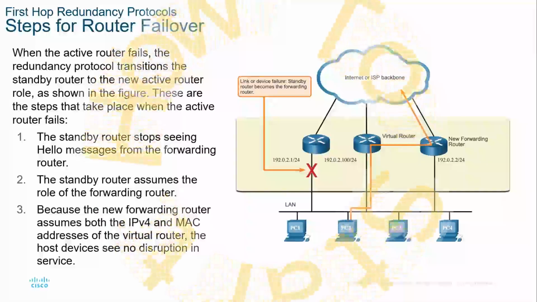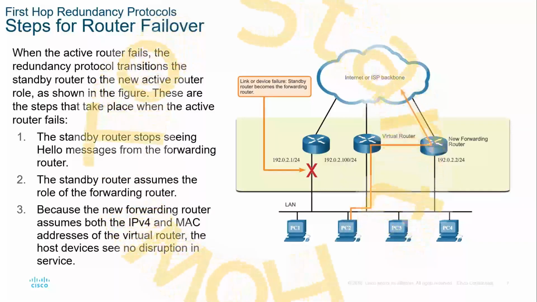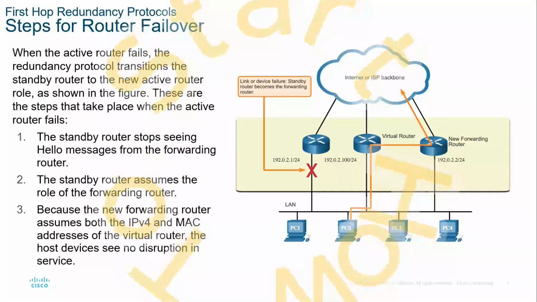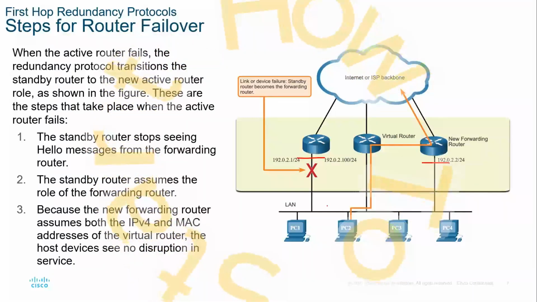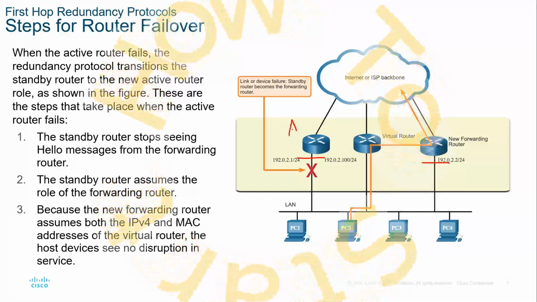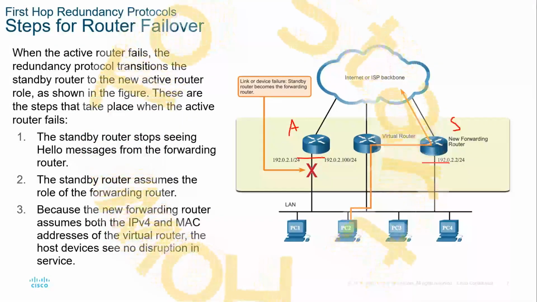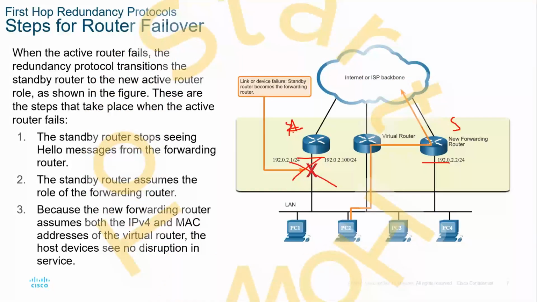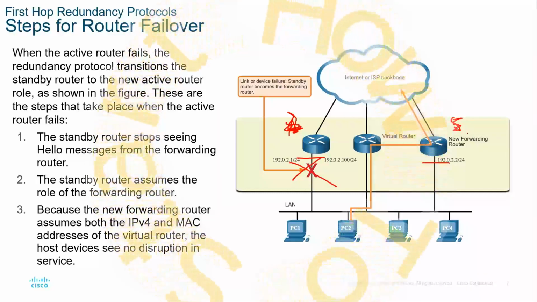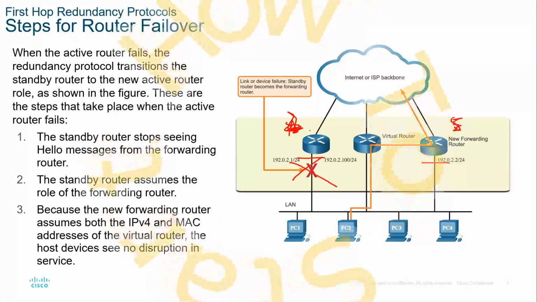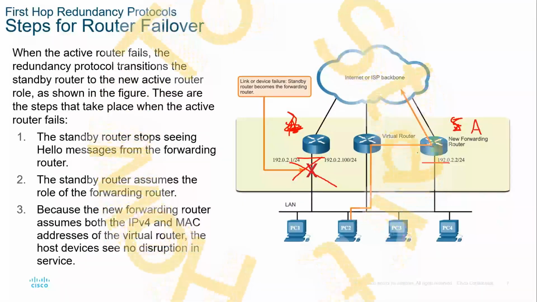So let's look at an example. Here we have 2 actual physical routers. This is the active, this is the standby. When this connection is no longer available, this is no longer active, and the standby router will listen. When it can no longer hear the active, it promotes itself to active.